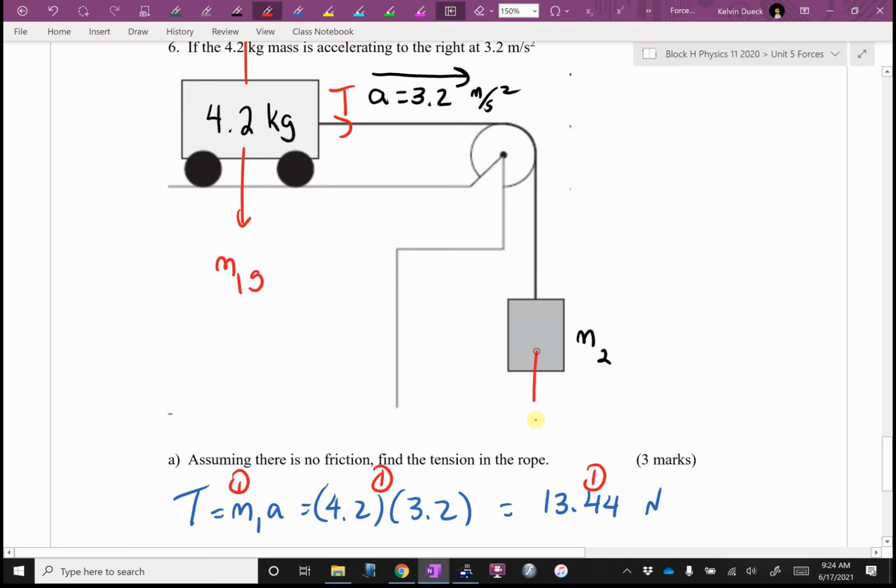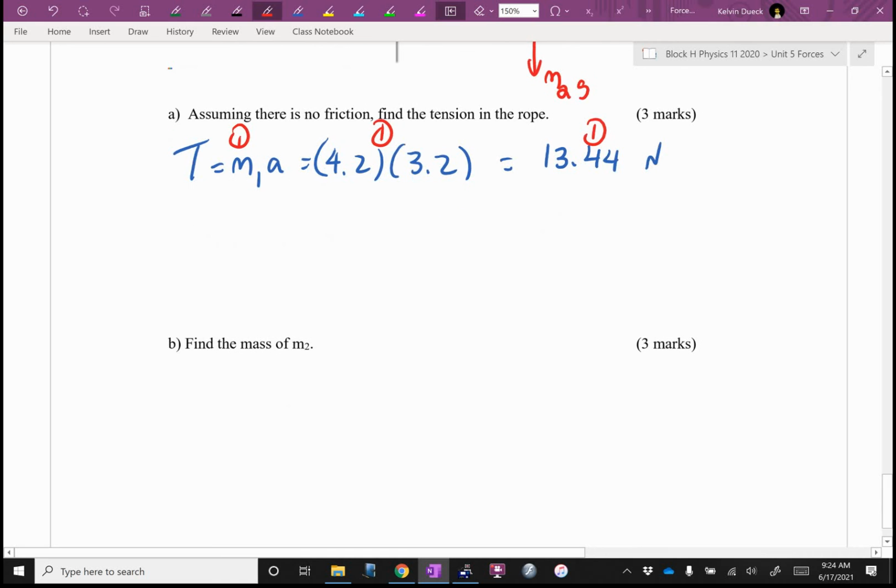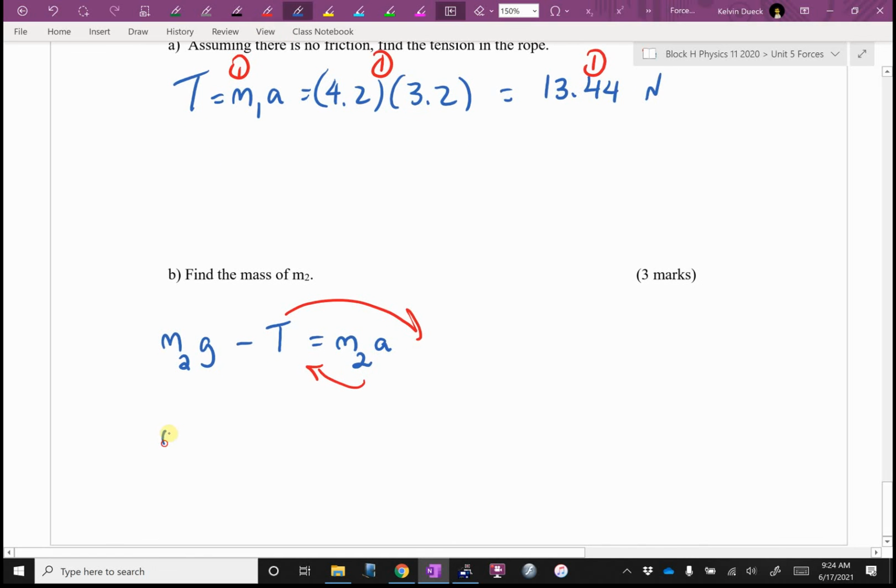Now, looking at mass 2, I have M2G, tension. Which way is mass 2 accelerating? Down. Who's winning? M2G. So my equation for mass 2 is going to be M2G minus tension equals M2A. What do they want me to find? M2. How many M2s do I have? How many would I prefer? You know, it'd be really cool. Well, get them to the same side first. So I'm going to swappy dance. That's going to give me M2G minus M2A equals tension.